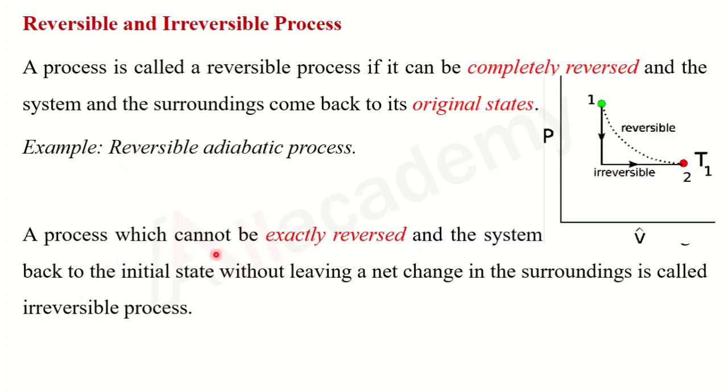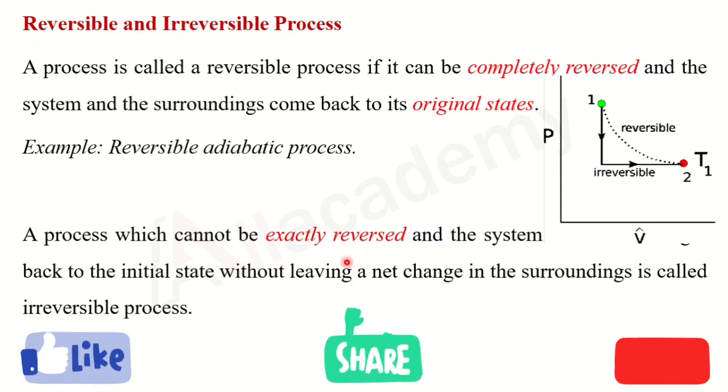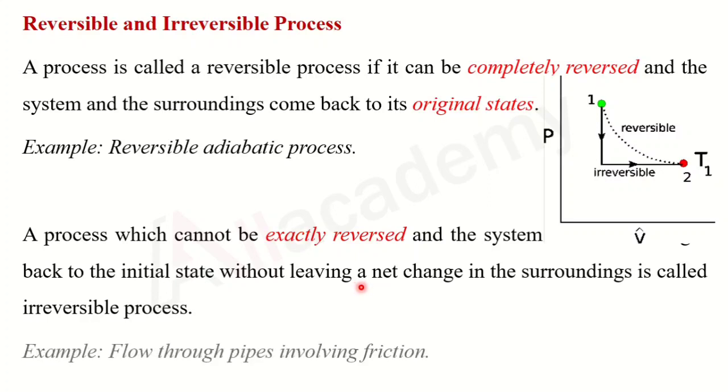Now what is an irreversible process? If the process cannot be exactly reversed, then the system cannot come back to its initial position. Then such a process is called an irreversible process. The best example for an irreversible process is flow through pipes involving friction. Means when the water comes out of the pipe, it cannot recirculate unless and until I have used some external aid.